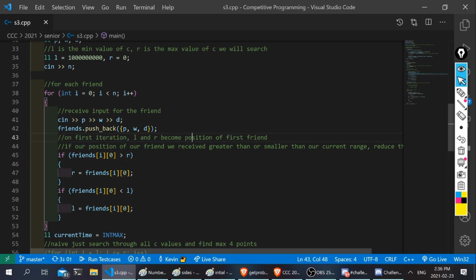On the first iteration, L and R become the position of our first friend. And then if the position of the friend we received is greater than or equal to our current range, we reduce the range from the left or the right.